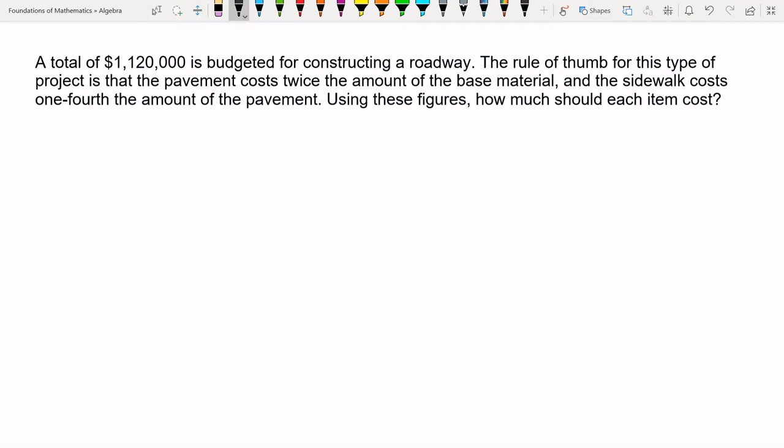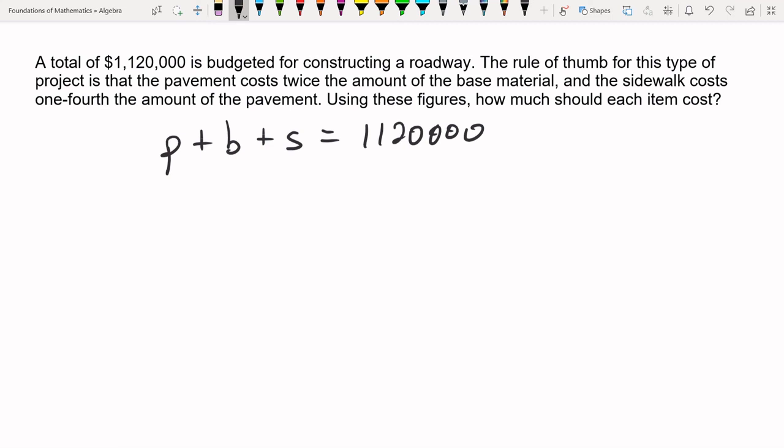So we know that if we add up the pavement, the base material, and the sidewalk, the amounts for all of those, then the total project should equal $1,120,000. So I've given the variables already. Pavement is P, base material is B, and sidewalk is S. Those are the costs associated to making those things. Because we're talking about costs here, we're talking about money.